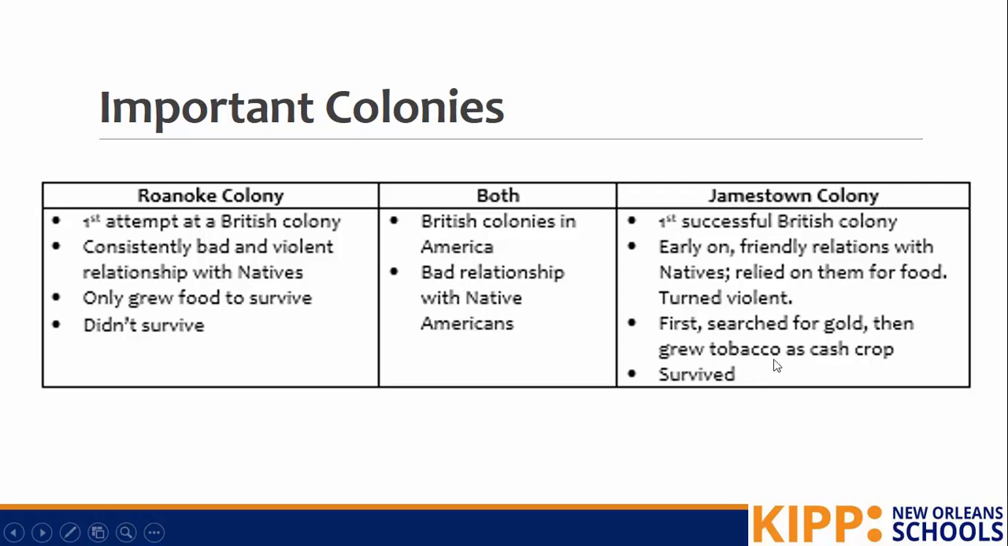But then over time, they began growing tobacco as a cash crop. The Jamestown Colony did survive. This was the first successful British colony. Both of these colonies were American, and they both had bad relationships with the natives. So we're seeing some similarities here.